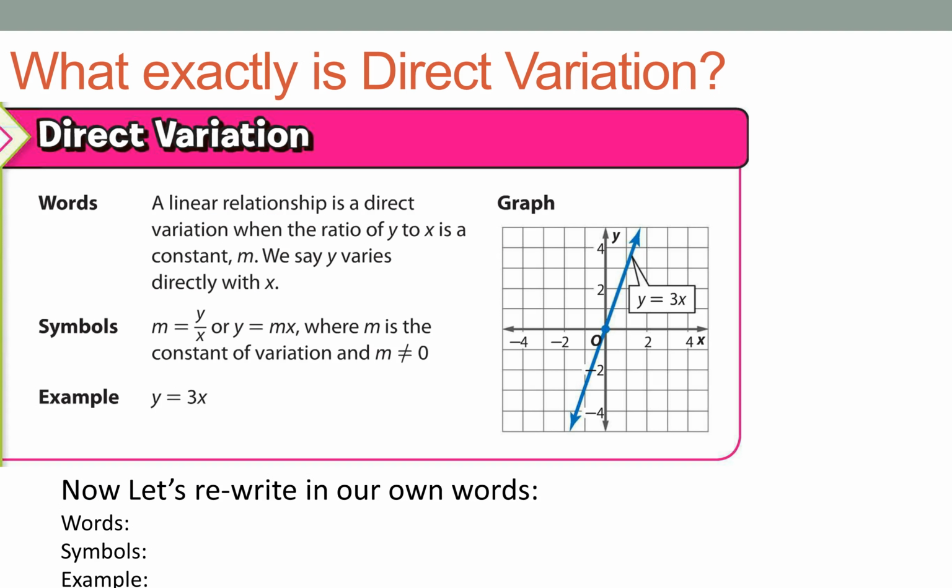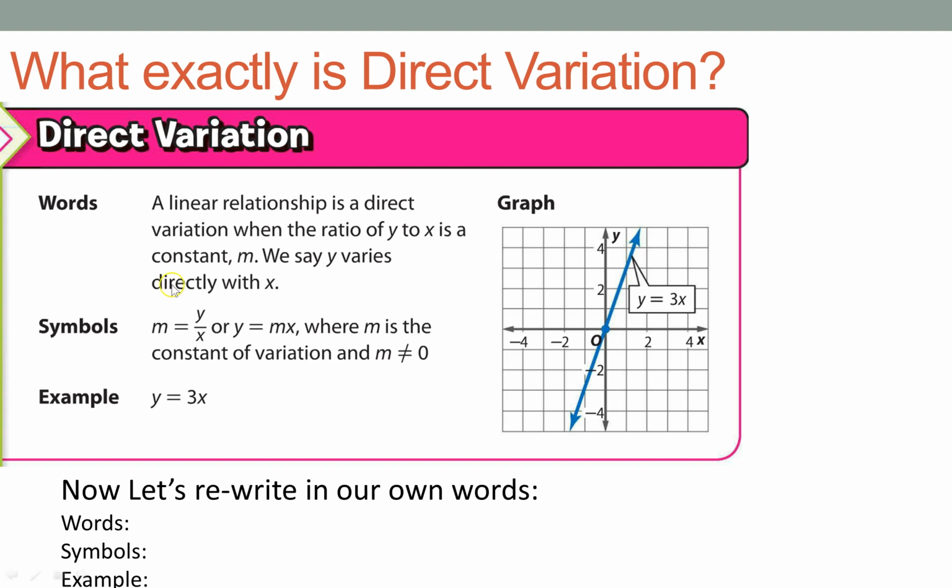What exactly is direct variation? Okay, get ready to be bored. In words, a linear relationship is a direct variation when the ratio of y to x is a constant, which is m. That's like slope. We say that y varies directly with x. Basically, in words, what it's saying is that if it has a constant rate of change, it is a direct variation. If it has a constant rate of change, it is a direct variation.